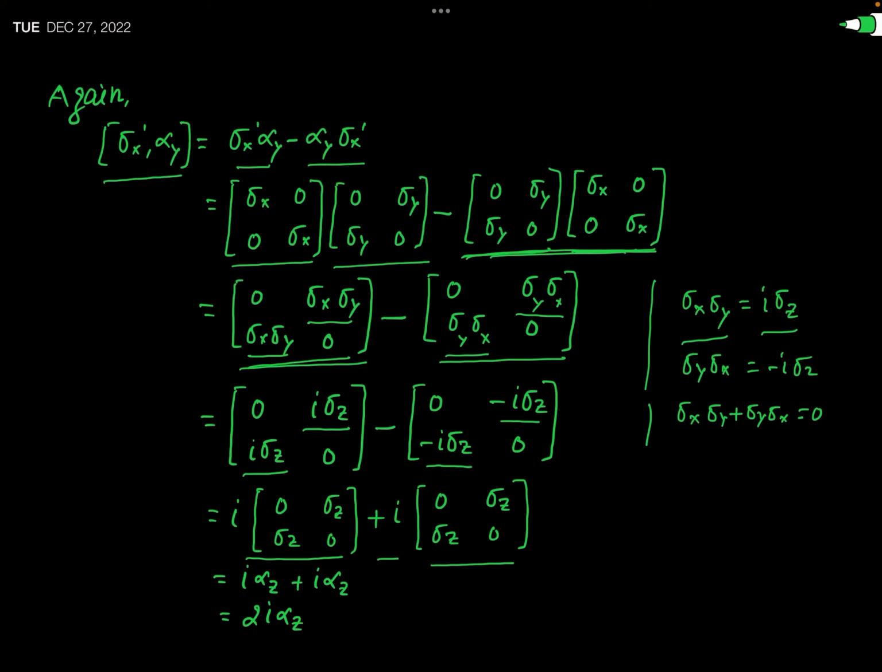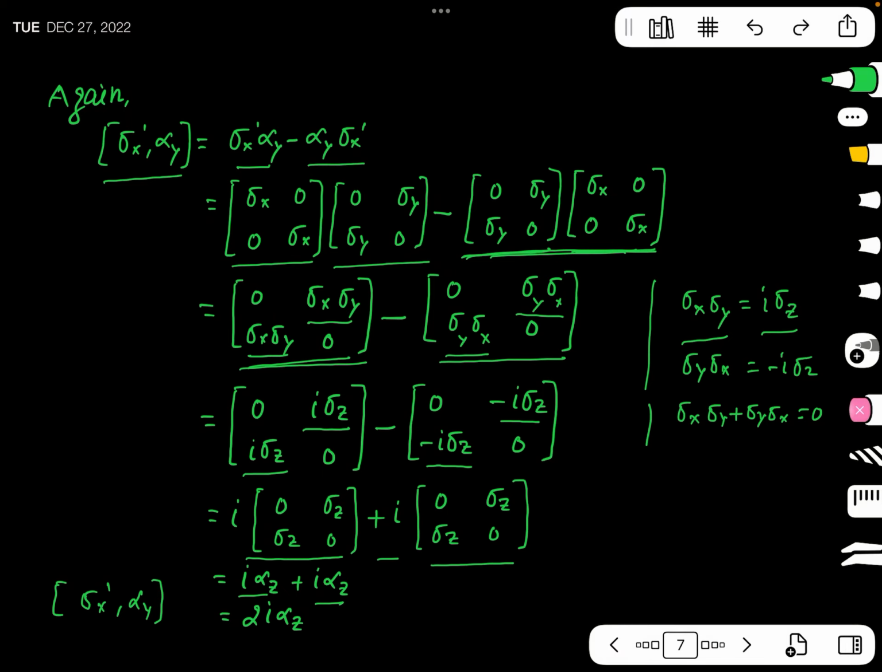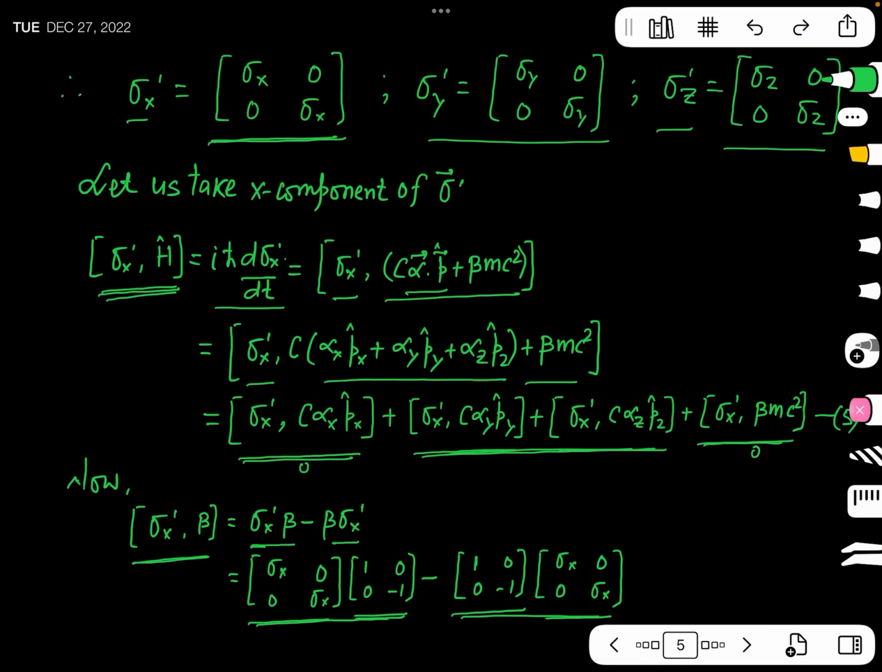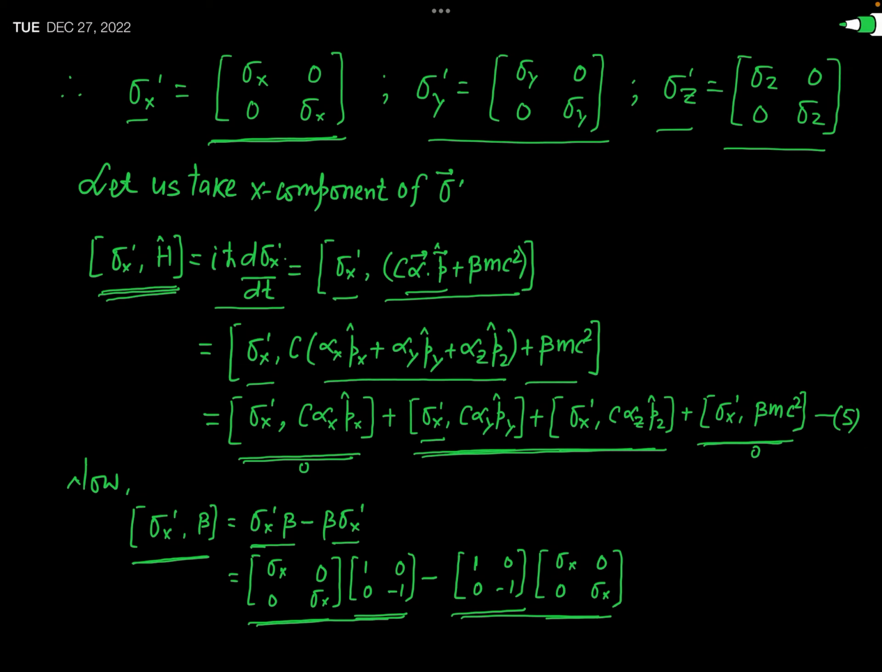So this first term is i alpha z and the second term is also i alpha z, and so this commutator, that is the commutator of sigma x dashed and alpha y, is equal to simply 2i alpha z. Okay, 2i alpha z. But in our equation, the term is the commutator of sigma x dashed and c alpha y py, and we have obtained the commutator of sigma x dashed and alpha y.